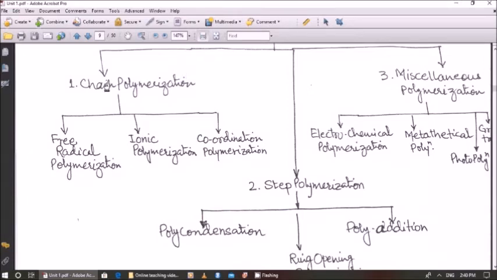So perhaps chain polymerization is one of the most important polymerization reaction type, and chain polymerization, as its name suggests, it is going to form some kind of a chain, a long chain.